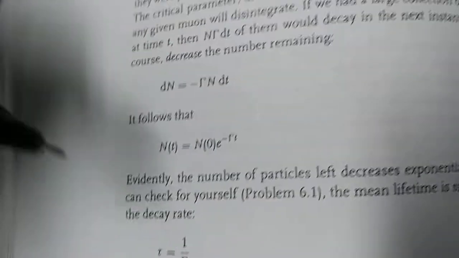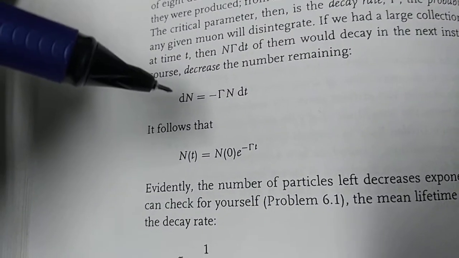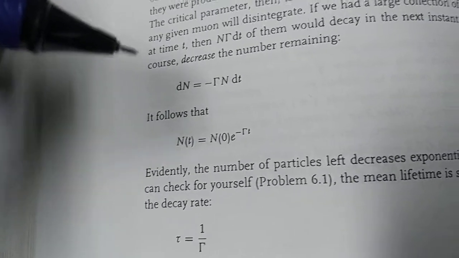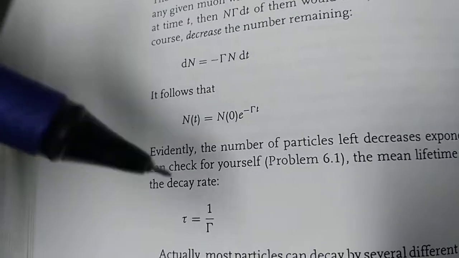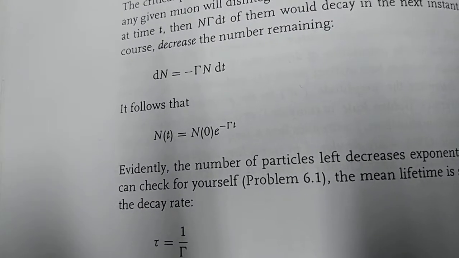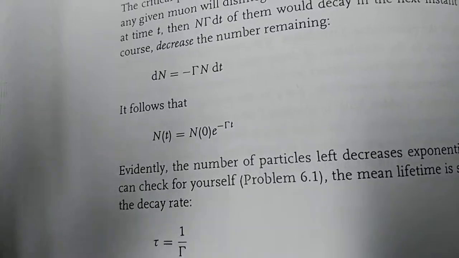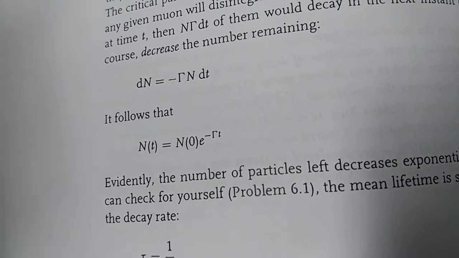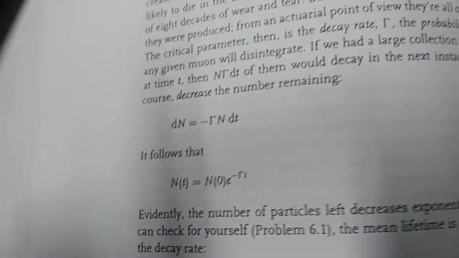From there, this is a simple differential equation. You just integrate it: dN over N equals negative gamma dt. You integrate both sides and find that the solution is an exponential: N(t) equals N sub 0, where N sub 0 is the original number of particles, times e to the minus gamma t. N(t) is the number of particles that remain after a time t.